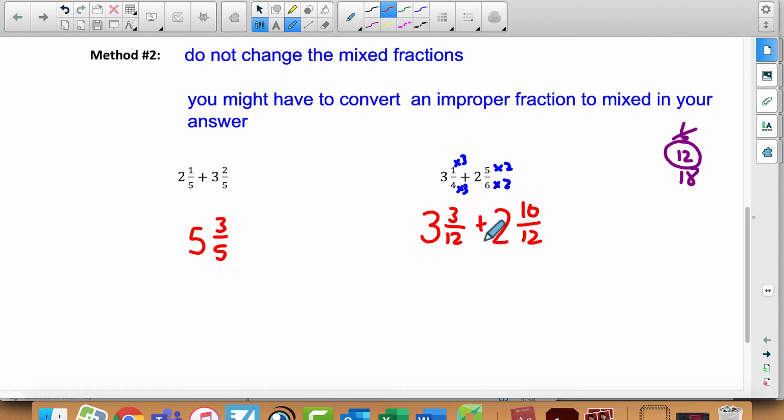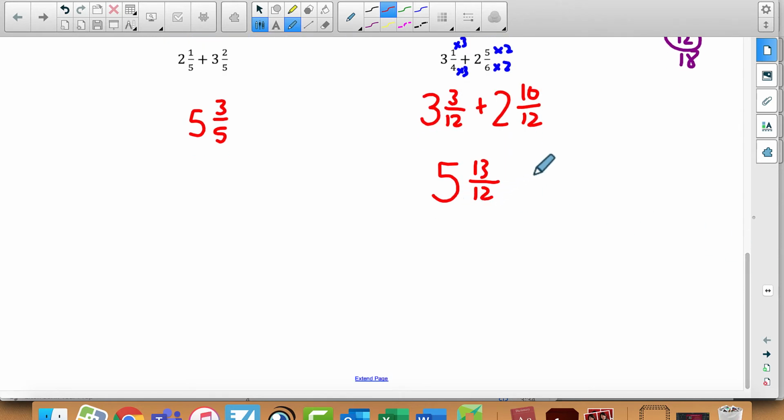Add the, it doesn't matter the order you do it, I'll add the big numbers this time. 3 plus 2, 5. Add the fractions now. 3 twelfths plus 10 twelfths, well they have the same denominator, 12, and 3 plus 10 is 13. Done, right? No. The point I'm making here is why some people don't like it, because you end up with kind of a weird fraction. It's mixed, but what's weird about it is this part of the fraction here is improper. You don't want to have a mixed fraction with an improper fraction in it.